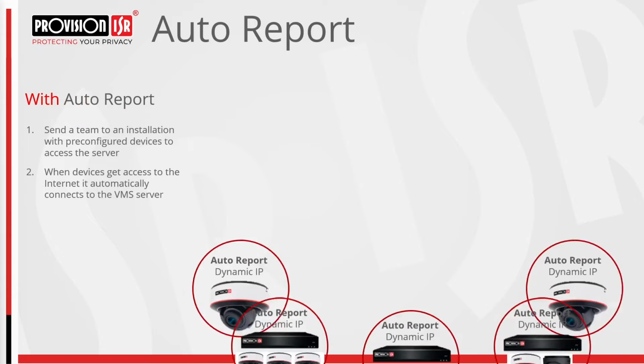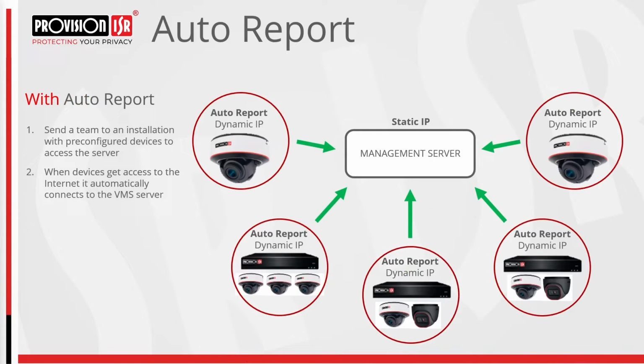With Auto Report, all we require is one static IP for the server. Devices such as IP cameras and NVRs get pre-configured by providing the server's static IP address and port number, then assigning a unique device ID. As the device establishes internet connectivity, it automatically connects to the VMS server. Essentially, the devices actively search for the management server. Even if the device's IP address changes or gets relocated, the device continues seeking the static IP address of the VMS server, never breaking the connection.